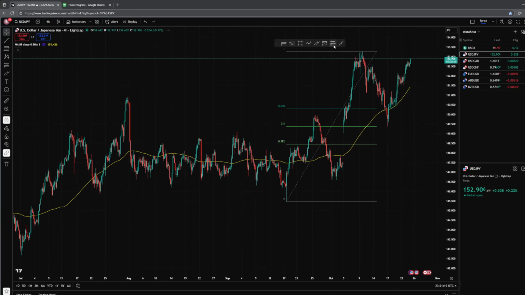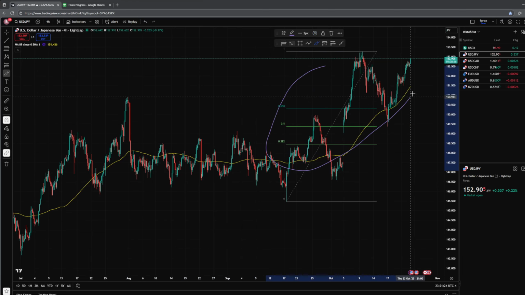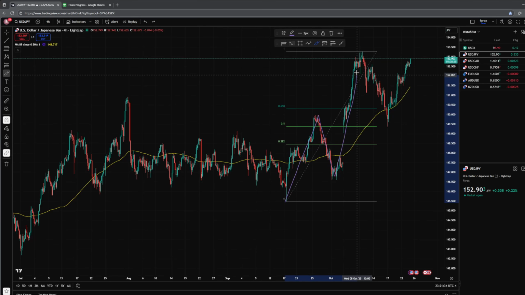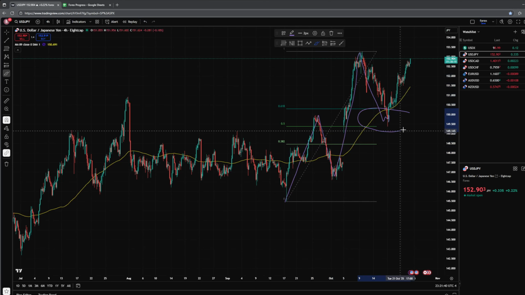Okay, so first pair is USD Japan Yen. So as you guys can see, the majority of the price action is happening above the yellow moving average line. Trend is clearly up. So we have up leg, retracement, up leg, retracement. If you guys have been following my videos, when the market retraced around the 50% zone here, that was a really good opportunity to buy USD Japan Yen.